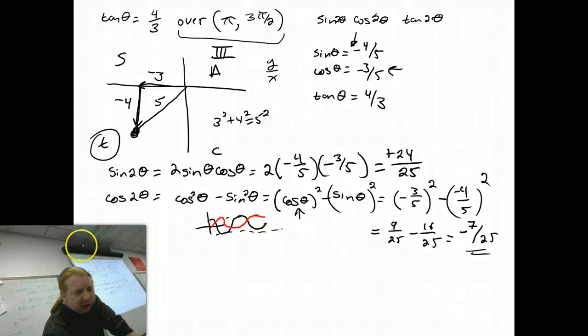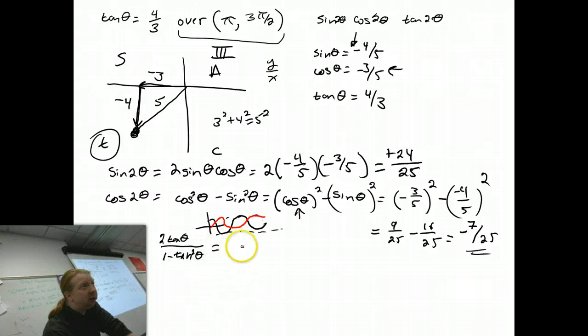And then we can go into tangent. Again, there's only one equation for tangent 2 theta: 2 tangent theta over 1 minus tangent squared theta. It's ugly, but it's not horrific. So 2 times 4/3 all over 1 minus 4/3 squared.